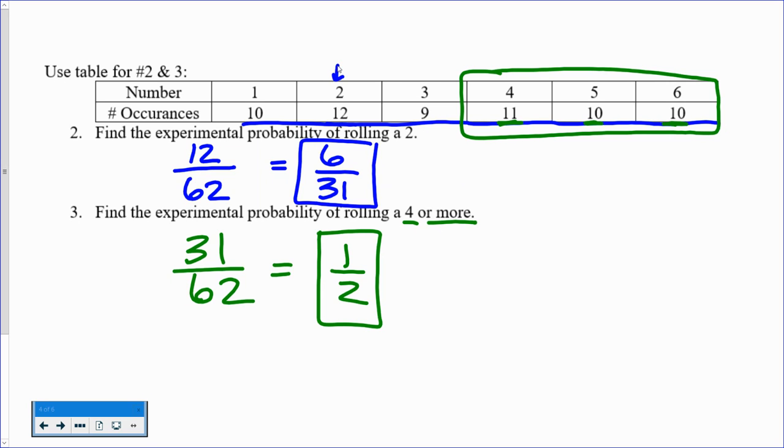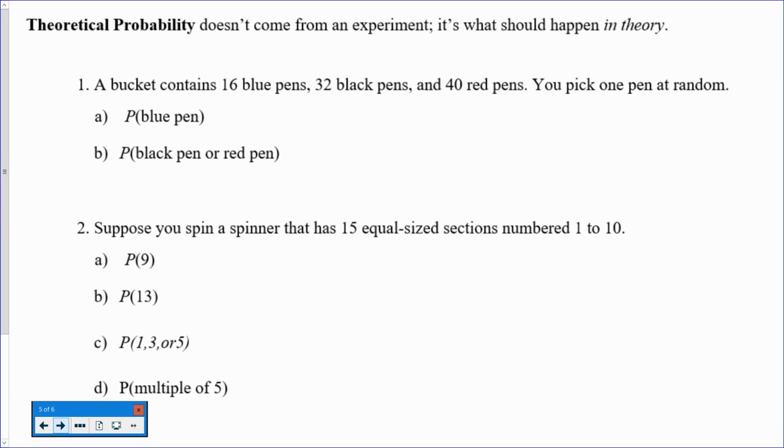A lot of times I have my students write it as percentages, but I did not see many Math Excel problems, or at all, that ask for percentages, so just go ahead and stick with the fraction. Okay, so that's my experimental probability.